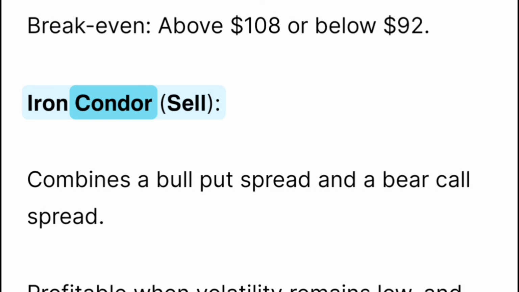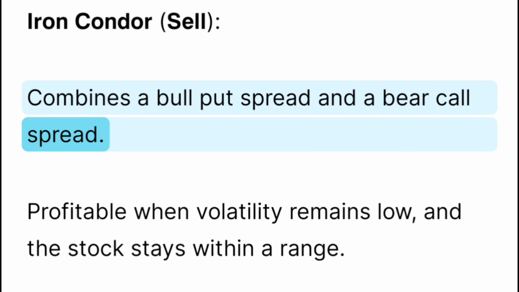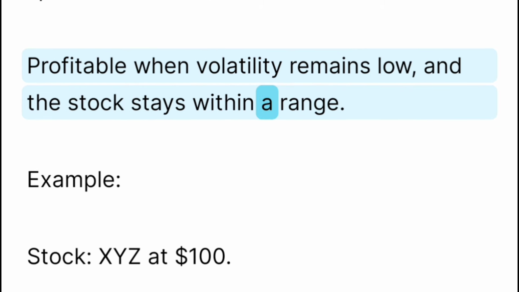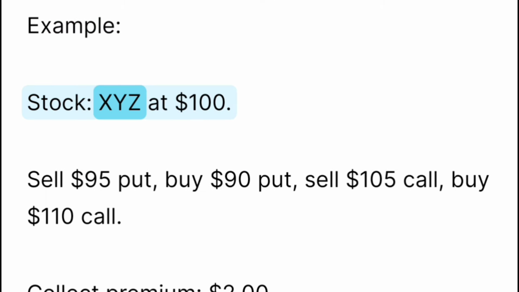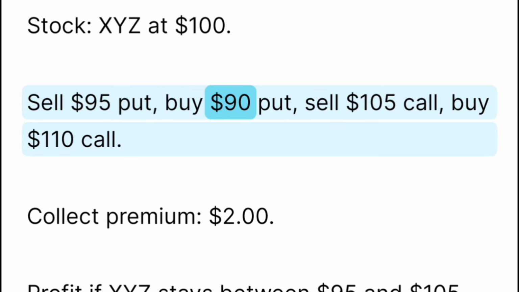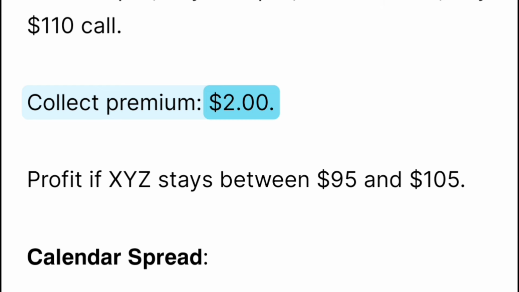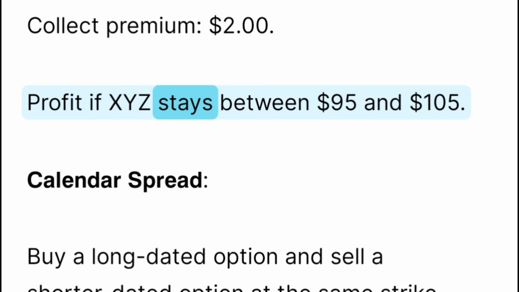Iron condor, sell: combines a bull put spread and a bear call spread. Profitable when volatility remains low and the stock stays within a range. Example: stock XYZ at $100. Sell $95 put, buy $90 put, sell $105 call, buy $110 call. Collect premium of $2. Profit if XYZ stays between $95 and $105.